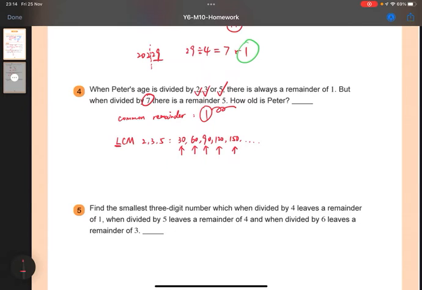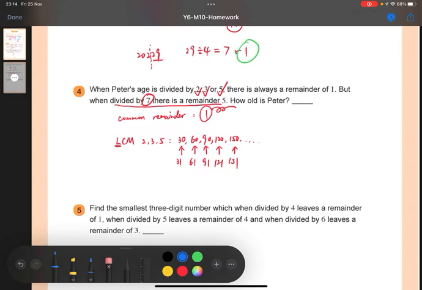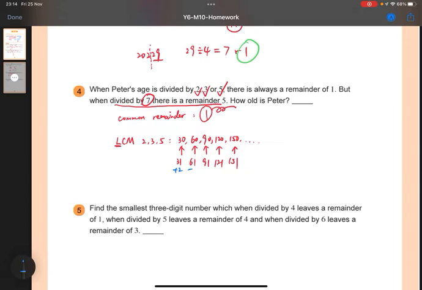So 30. We need to first add 1 to all of these numbers because the number we have divided by 7 will have a remainder of 5. Right. So we need 31, 61, 91, 121, and 151. So these numbers, when divided by 7, should give us a remainder of 5. Or, in other words, if we add 2 to these numbers, they should be divisible by 7.